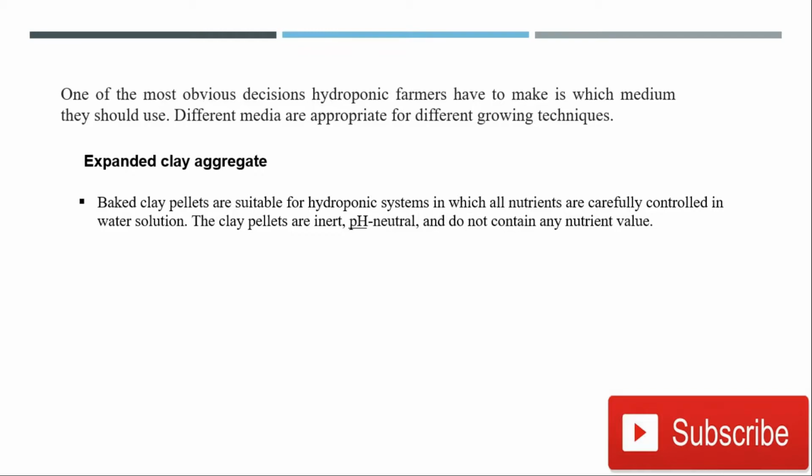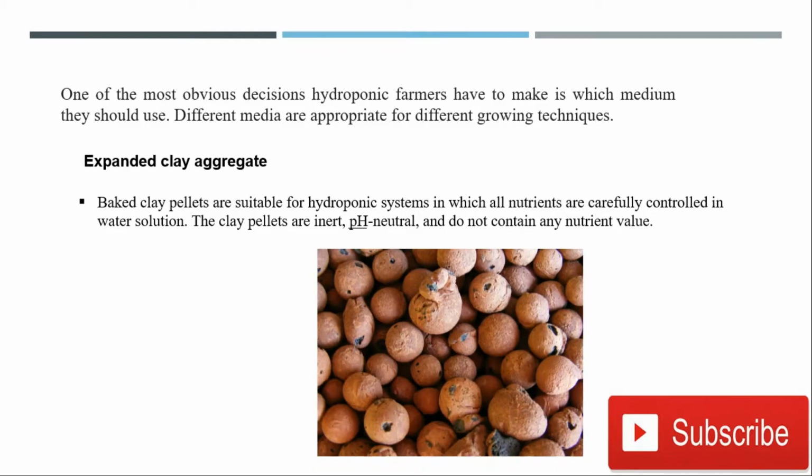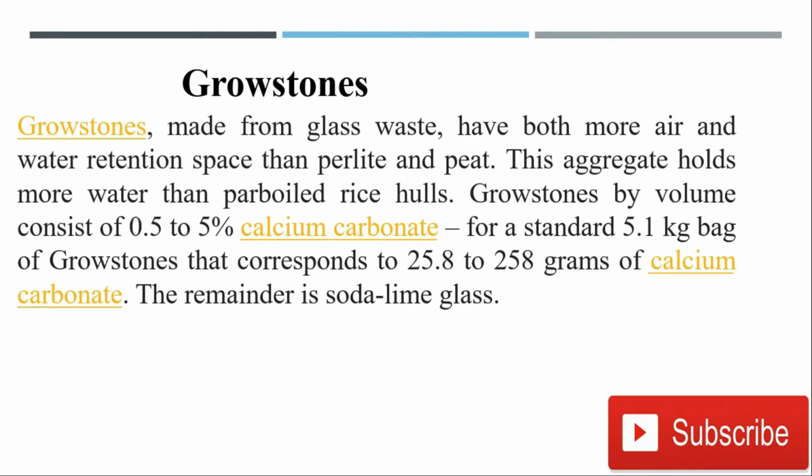It is composed of baked clay pellets, suitable for hydroponic systems in which all nutrients are carefully controlled in the water solution. The clay pellets are inert, pH neutral, and do not contain any nutrient value. So here the figure will appear, from which you can identify the expanded clay aggregates. We can use this medium as a hydroponic substrate to grow the plants. And the second is the grow stones.